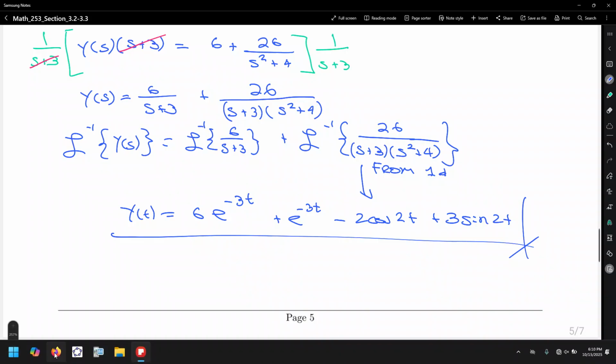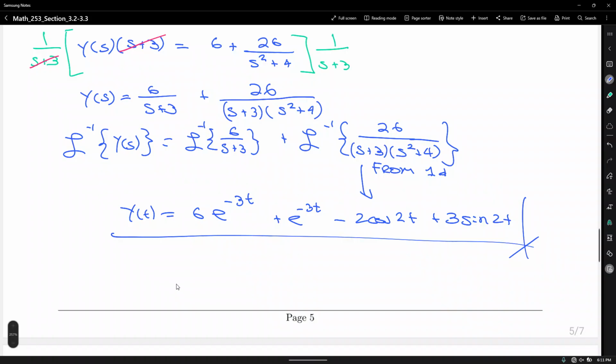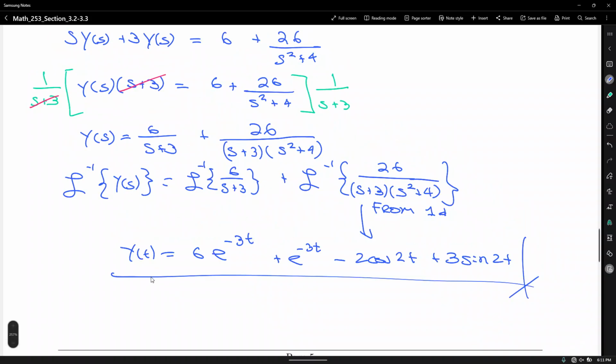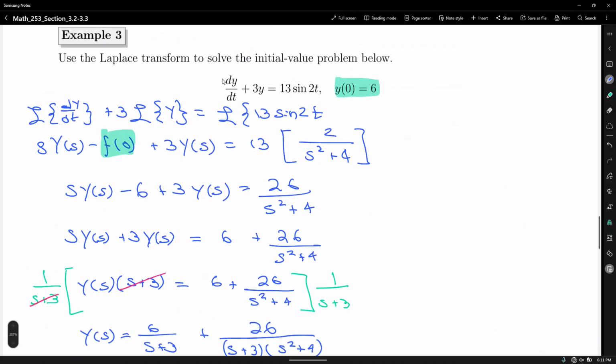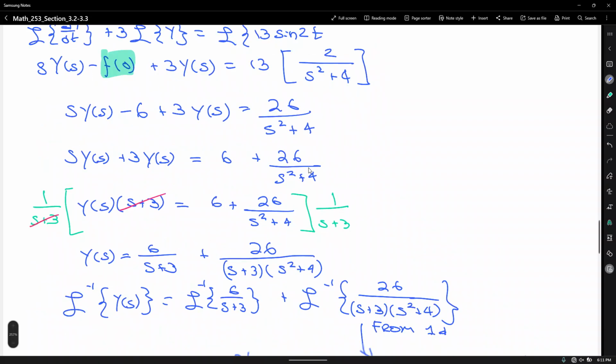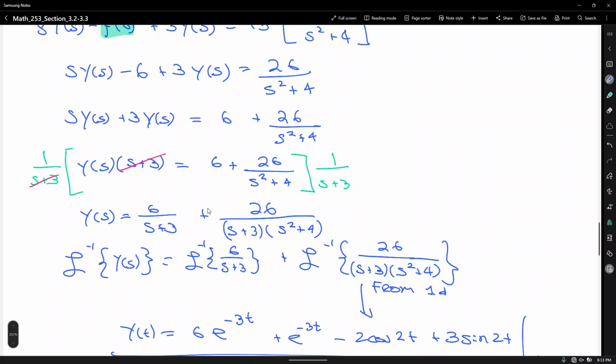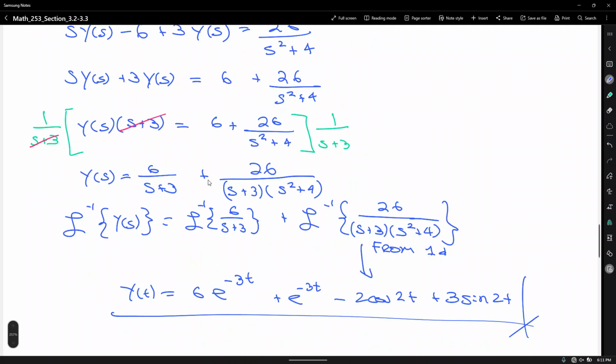Let me recap on what we did briefly, and then we're gonna go to another example. All right. So we have a differential equation. Take the Laplace transform on both sides. The transform of the derivative, s y of s minus y of 0, plus 3 times the transform of y of t, which is y of s. And on the right hand side, the transform of 13 sine 2t. So that actually gives us a new equation to solve, an algebraic equation. And we solve for y of s in this case, right? That's going to give us a right-hand side to find the inverse transform of.